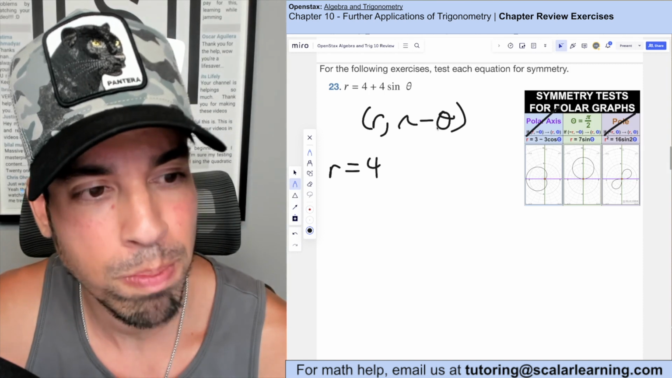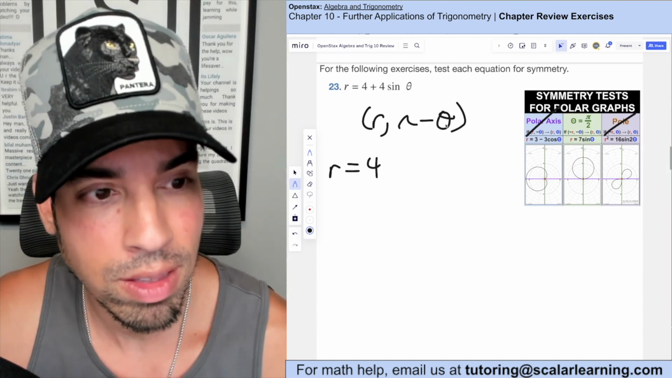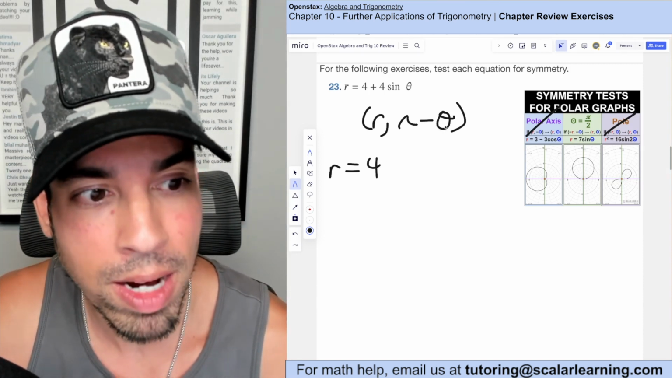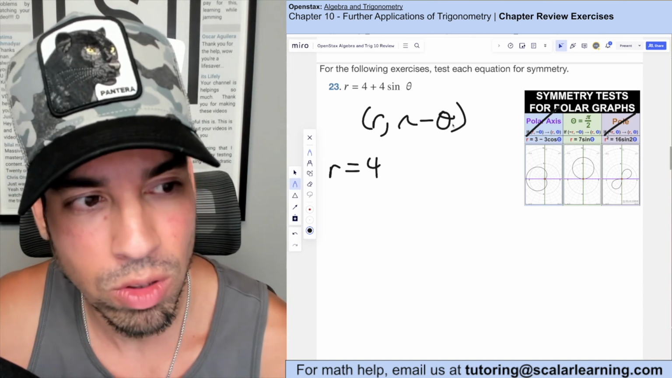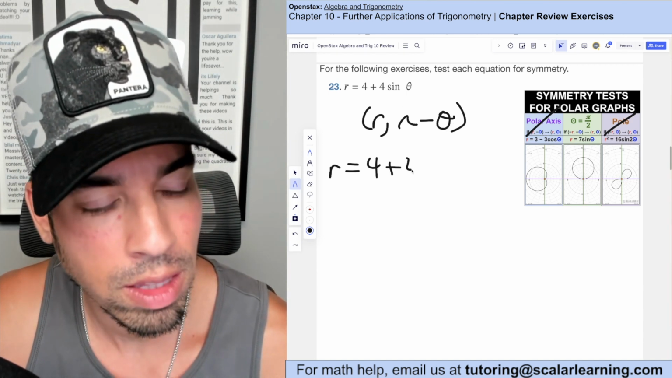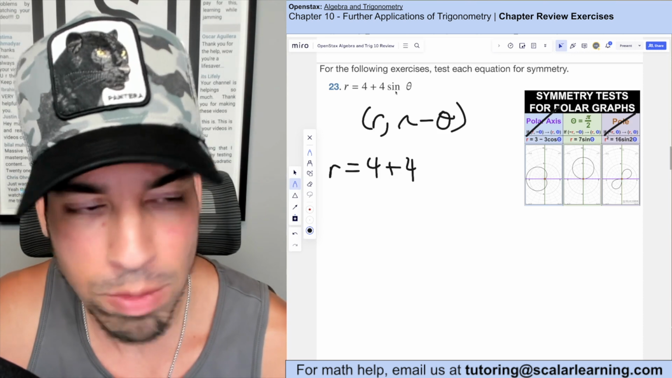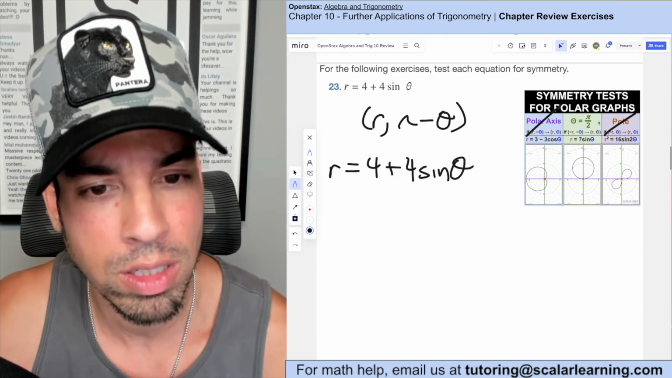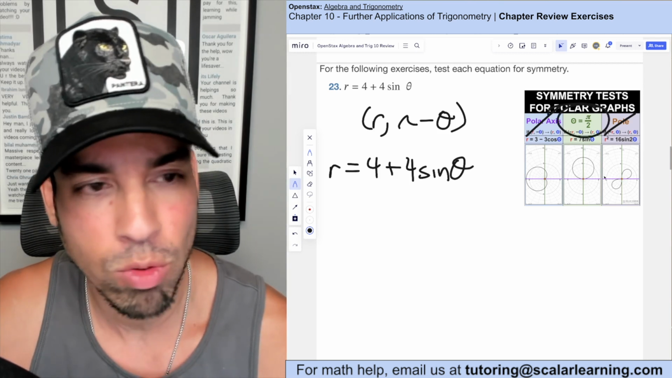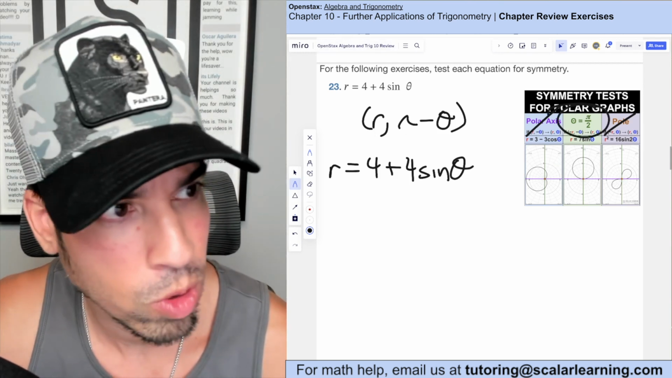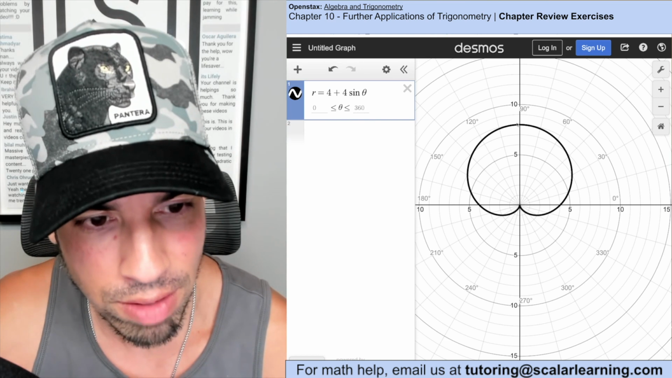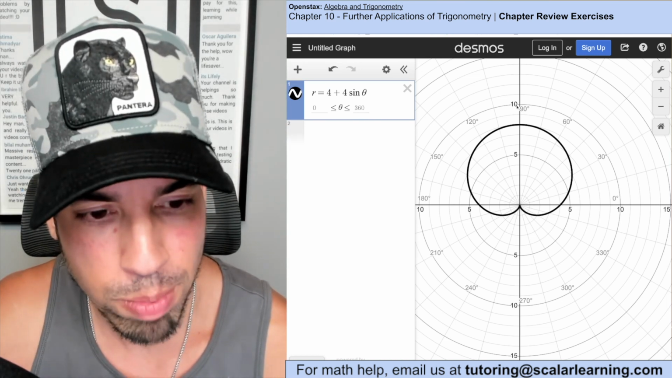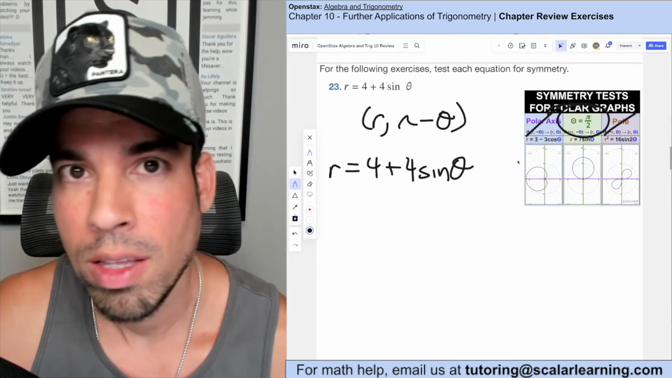And then what is pi minus theta? If this theta angle is in the first quadrant, pi minus theta is the same reference angle in the second quadrant. And the thing about that is sine is positive in the first and second quadrant, so that would remain unchanged, and that would indeed have symmetry to theta equals pi halves. We can check that in Desmos. You can see that the graph indeed does have symmetry about theta equals pi halves, which is like the y-axis. So that's how you do it.